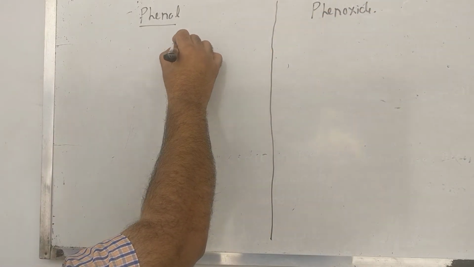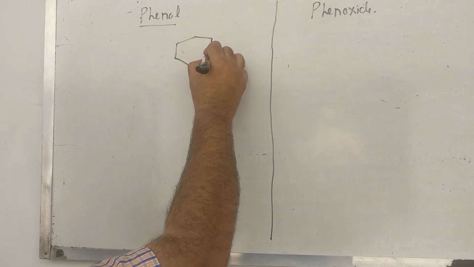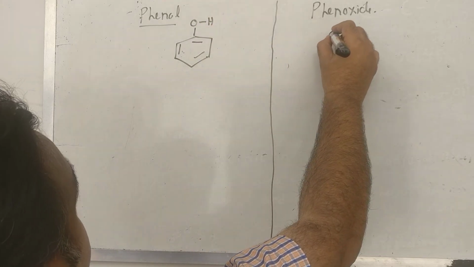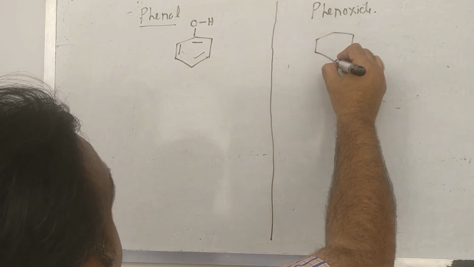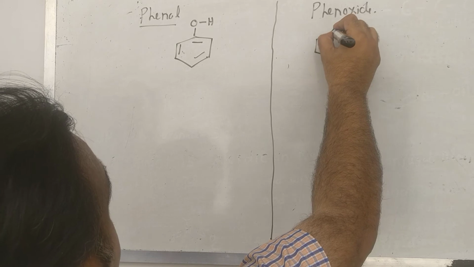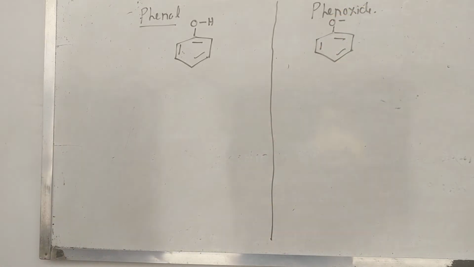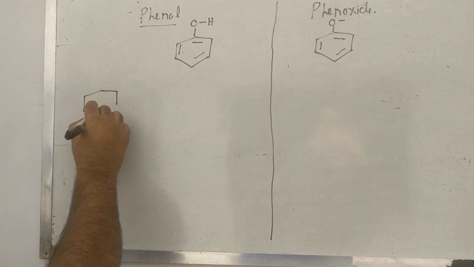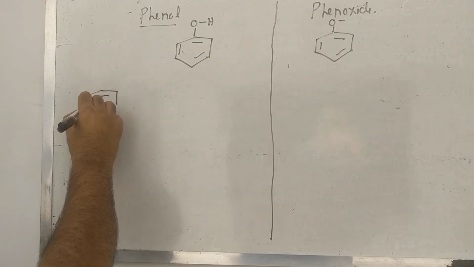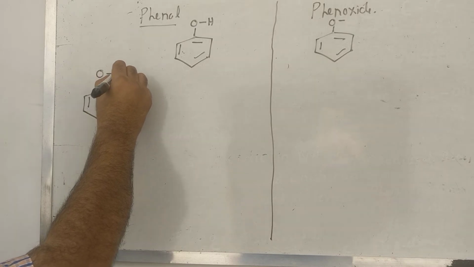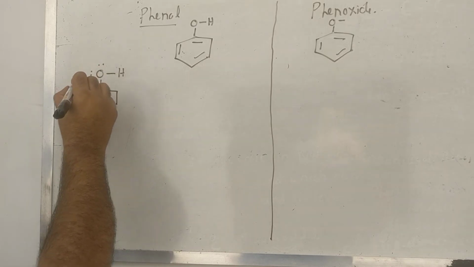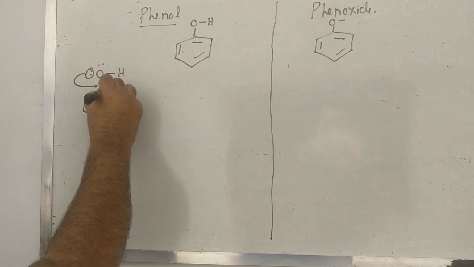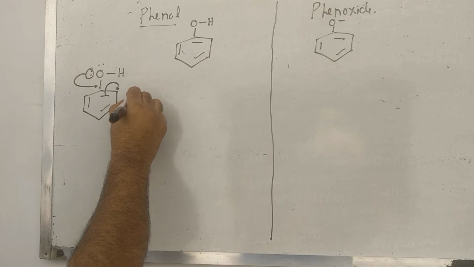We are going to draw the resonating structures of phenol here, and over here the resonating structures of phenoxide ion. Phenoxide ion is more resonance stabilized, phenol is less resonance stabilized. Let's prove it. If you draw the resonating structures of phenol, you will find the second, third and fourth structures are less stable. Now you know the rule: a lone pair becomes a bond pair and a bond pair becomes a lone pair. So that is the second structure.